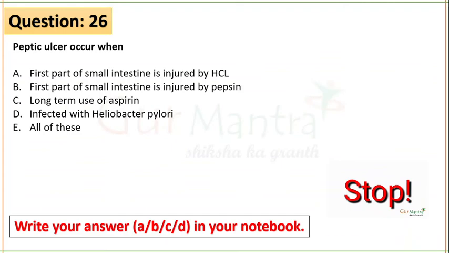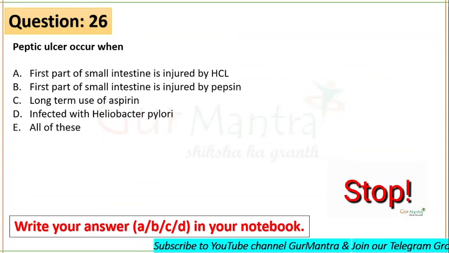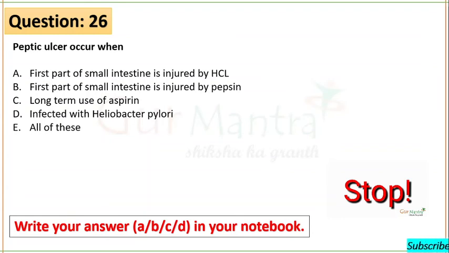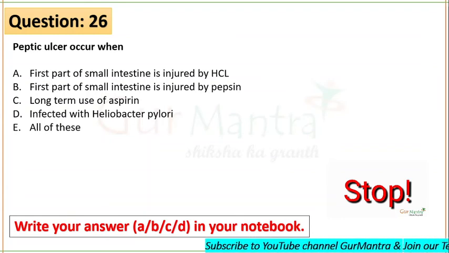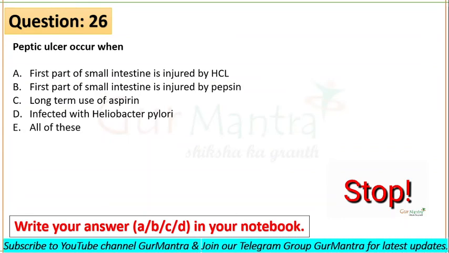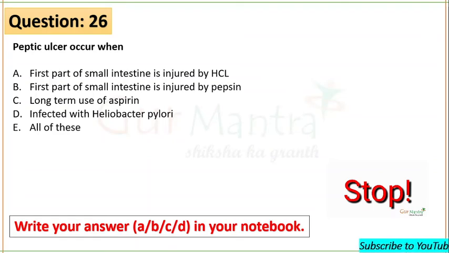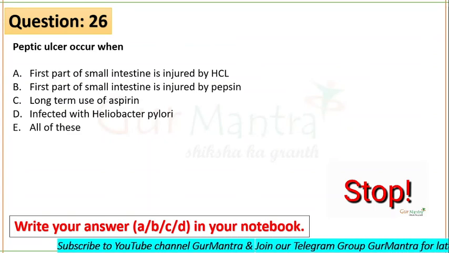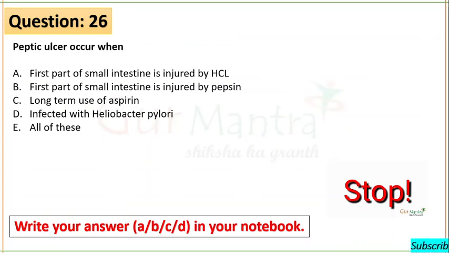Peptic ulcers occur when the first part of the small intestine is infected with HCl or with pepsin. Even if you are using aspirin for the long term, what is aspirin? You know aspirin. It's a non-steroidal anti-inflammatory drug, also abbreviated as NSAID. Along with this, ibuprofen is also an NSAID. So long-term use of these drugs can cause peptic ulcer.